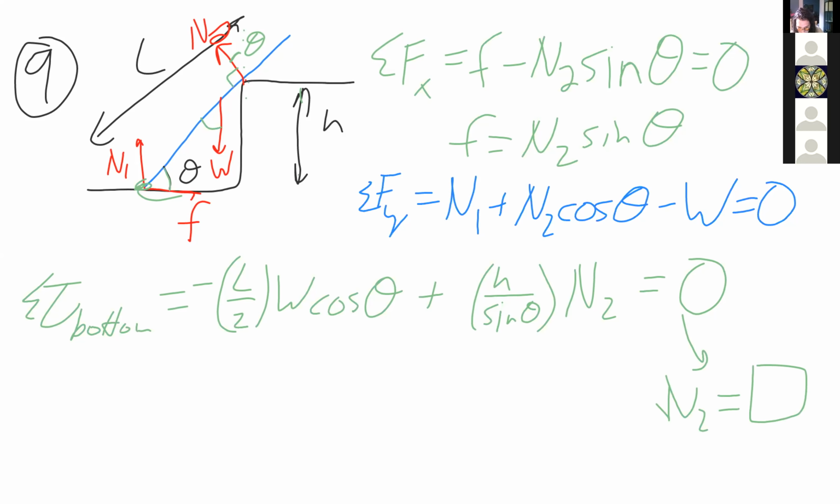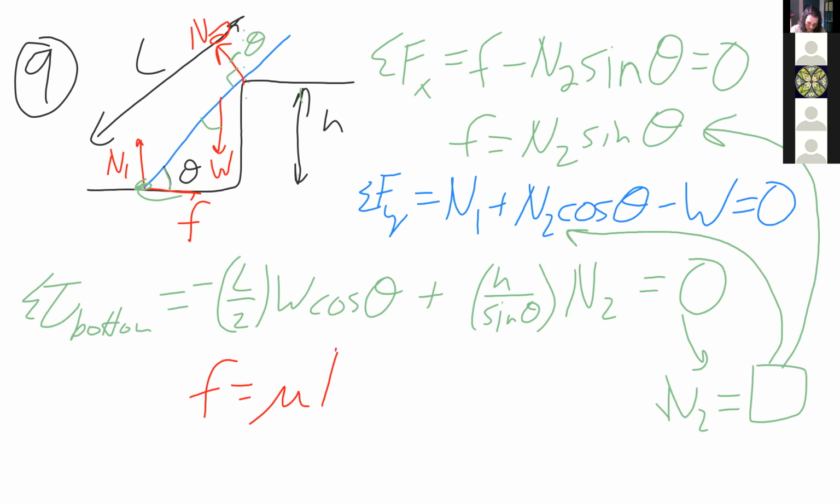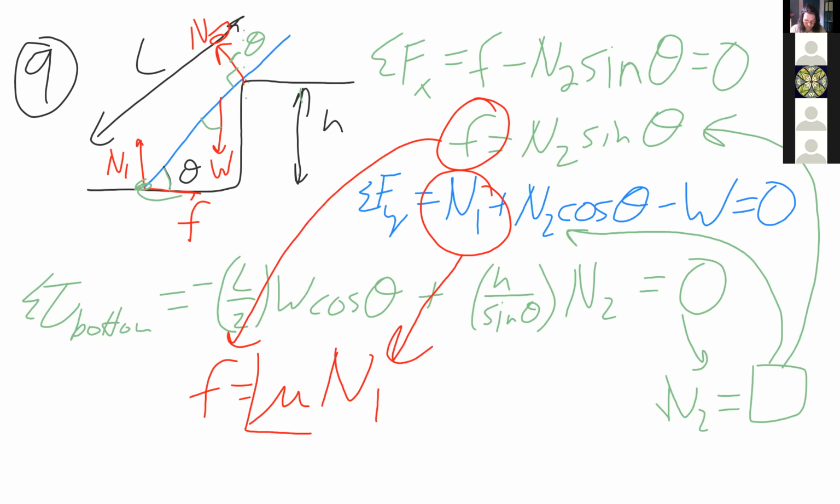And once we have N2, we can plug that in up here to find our force of friction. And we can also plug it in right here and solve for N1. And then ultimately, you'll use that the force of friction is equal to mu times N1. Take the N1 from this equation and the force of friction from this equation and solve for the mu that you're asked to find in the problem.